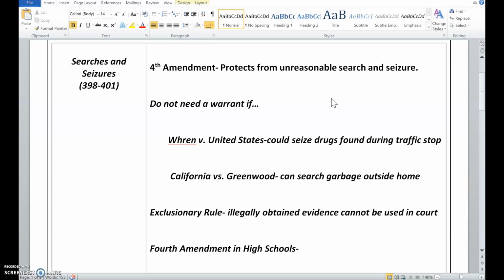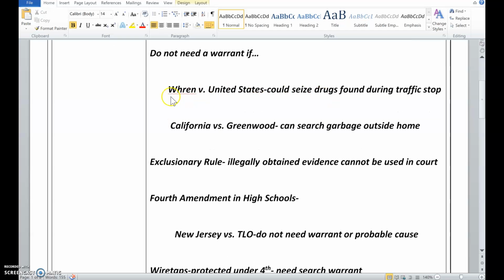The first court case that they talk about in your book is called Wren versus United States. And what this one was is someone was stopped for a regular traffic stop, speeding, didn't stop for a stop sign, something like that. When they were stopped, they found drugs in the car. They then used those drugs in the court of law to charge the person. The person thought this went against their Fourth Amendment rights, search and seizure, because there was no search warrant.